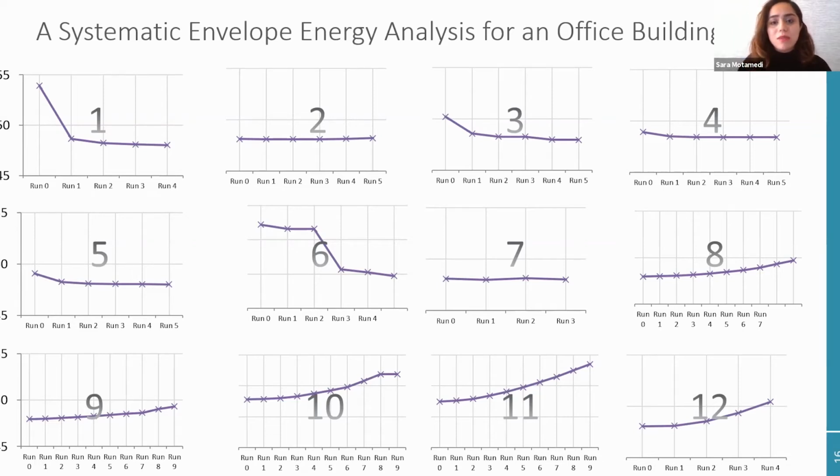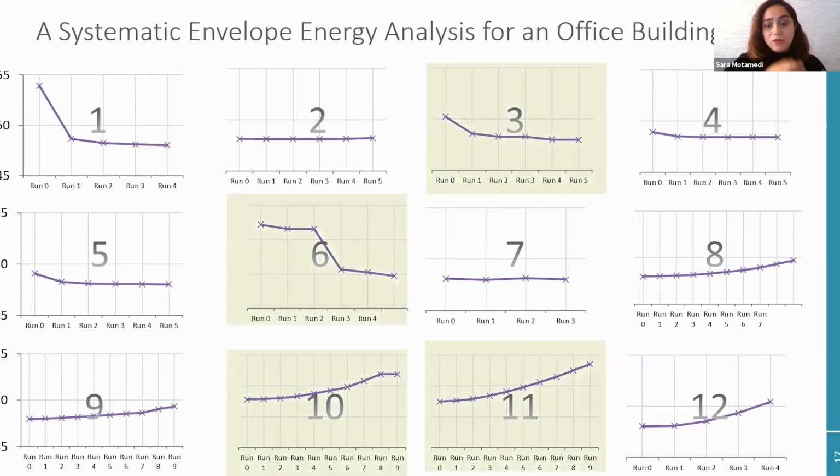So maybe, for example, on number 3, from run 0 to 1, there's a huge difference, but from run 3 to run 4, this is the U value 0.4 to 0.3, you cannot see that much of a change. So maybe they don't want to invest their money on that. Maybe they can put their money on some other strategies. So here I'm just highlighting the scenarios that matter there.